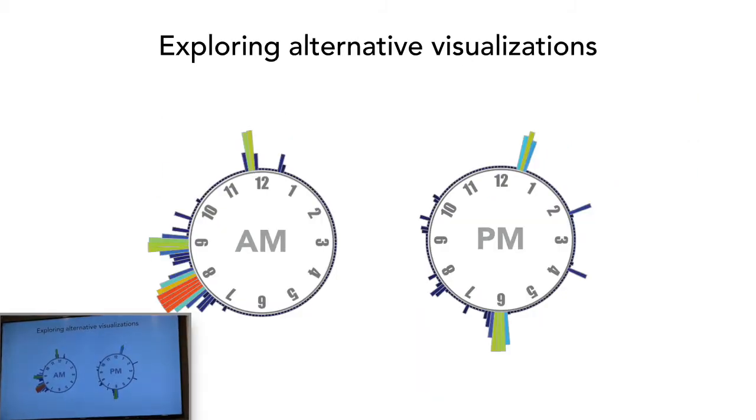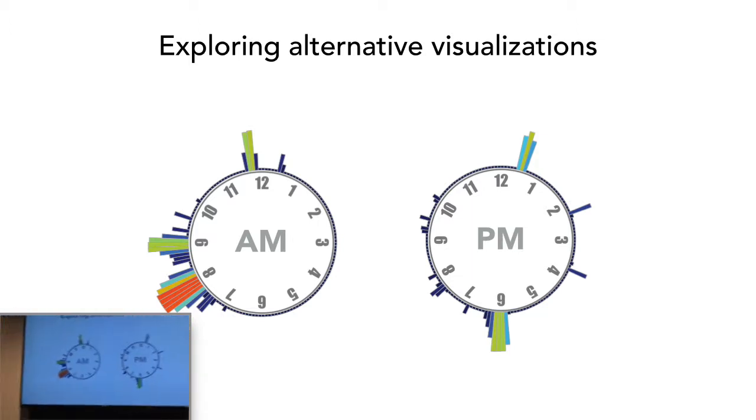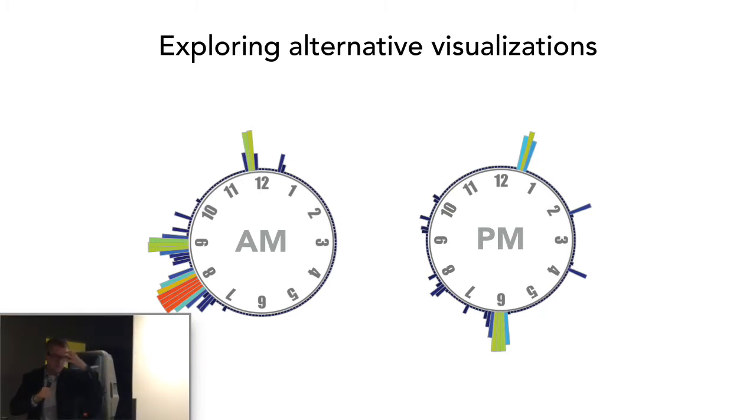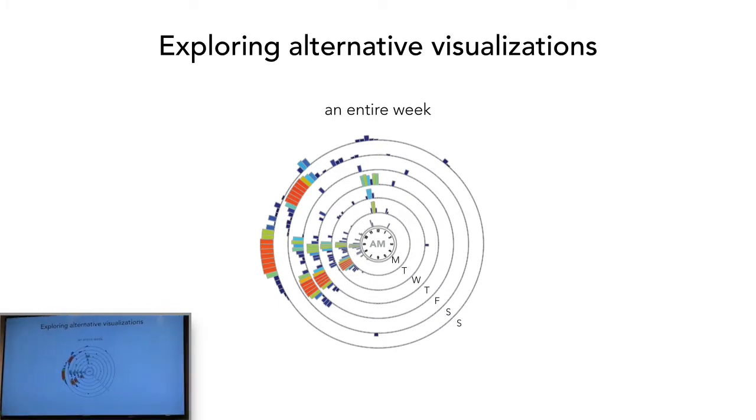I also tried to explore other ways to visualize the data. So putting it on a clock, it's more cognitively resonant with how we think about time, I guess. And then you can do something like even show an entire week as well. So you can see, like, I went running in the mornings, and then on the weekends I would get up later and go running.